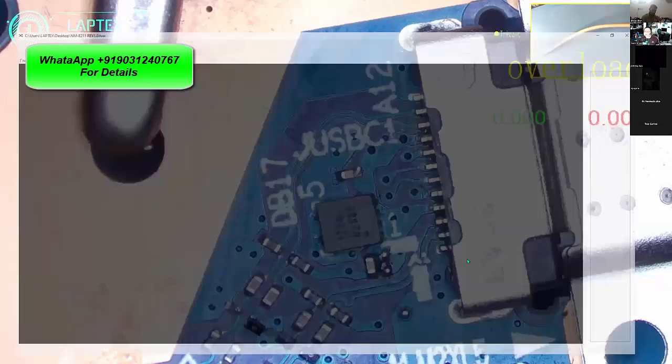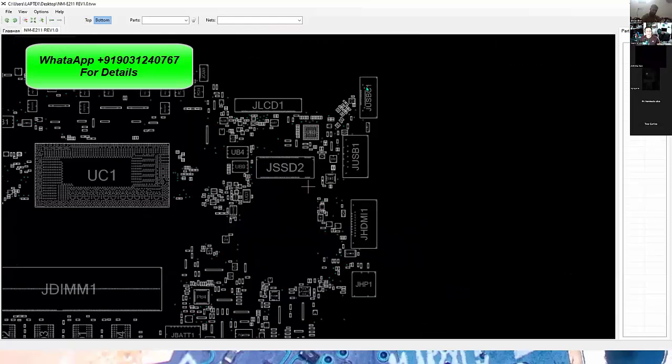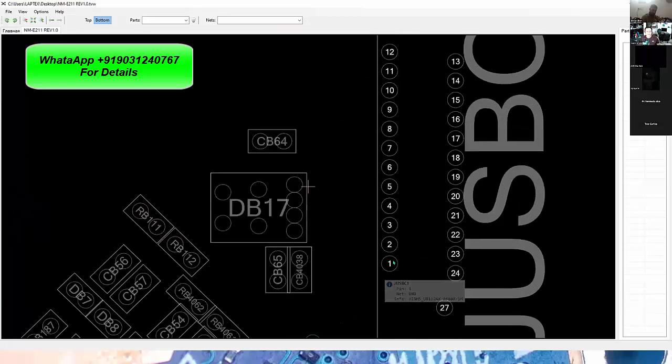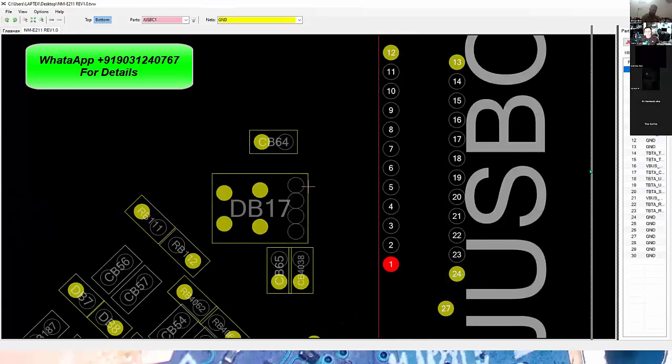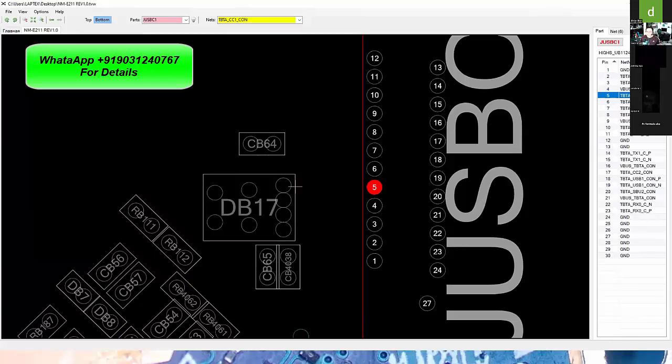So let me open the board view so that I can show you. Are you able to see my board view? Yes, good. So as you are telling, VBus I will check, but this is my request to all of you: first of all, you have to make sure the CC pin. Of course, the 5 volt will come on the VBus, but the main thing you have to notice is on the CC pin. And what you have to notice, let me show you.